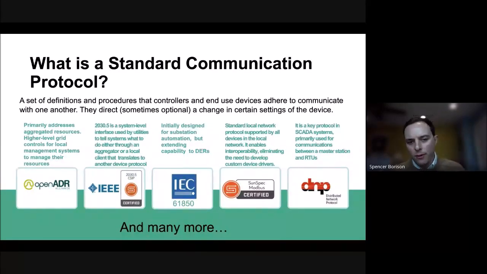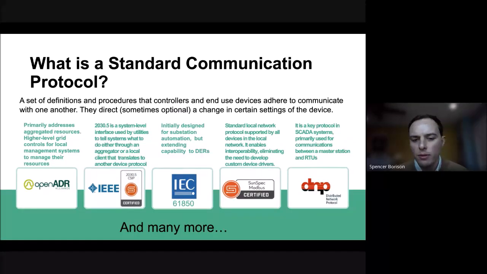So very high level, I know many of the participants here probably already know what a standard communication protocol is, but I just wanted to quickly define it. Really, we think of it as a common language. It's a set of definitions and procedures that allow some sort of controller, whether that's a utility or an aggregator, to communicate and control end devices. So communicate with them in some protocols and be able to actually have some control functions in others.